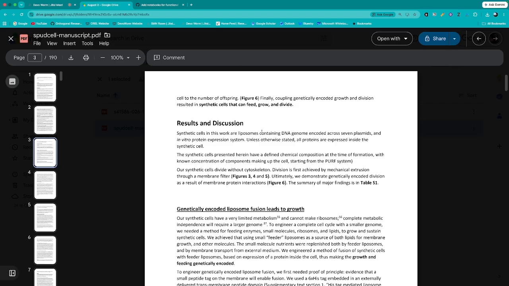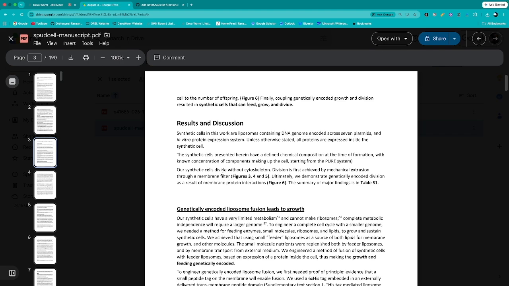Synthetic cells in this work are liposomes containing DNA genomes encoded across 7 plasmids, an in vivo protein expression system. So these little circular genomes, and then they have this protein expression system that drives the whole thing. Unless otherwise stated, all proteins are expressed inside the synthetic cell. So they have these plasmids, they have this protein expression system within the cell, and then everything is expressed within the synthetic cell. The synthetic cells presented herein have a defined chemical composition at the time of formation, with known concentration of components making up the cell, starting from the pure system.